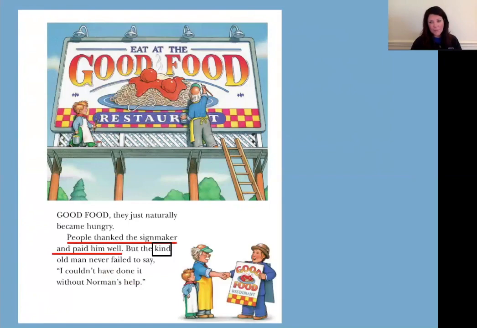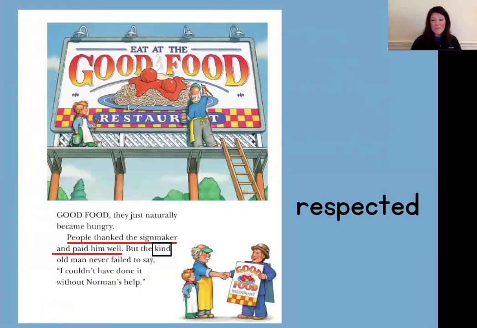Let's think about what we've learned about the sign maker so far in our text. So he does the finest work, and when he paints a sign, people read it and do what the sign says. And people thank him and pay him well. What about the word respected? I really think the people in that community respect the sign maker and the work that he does.